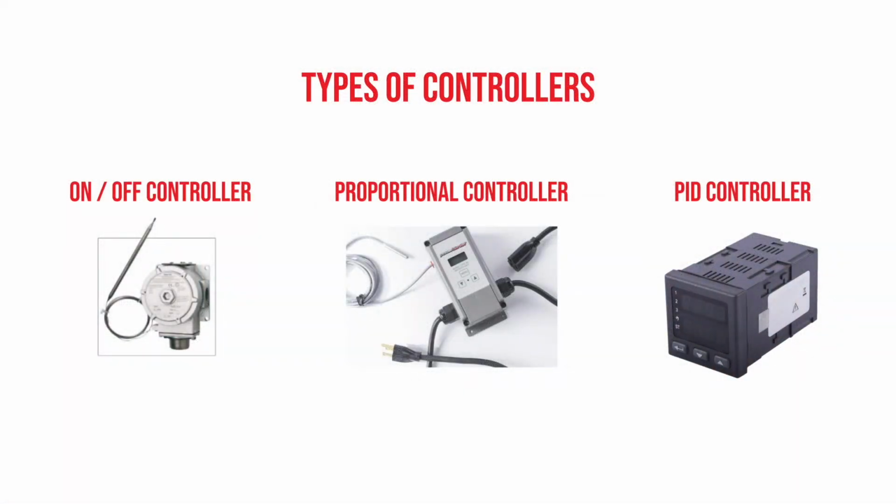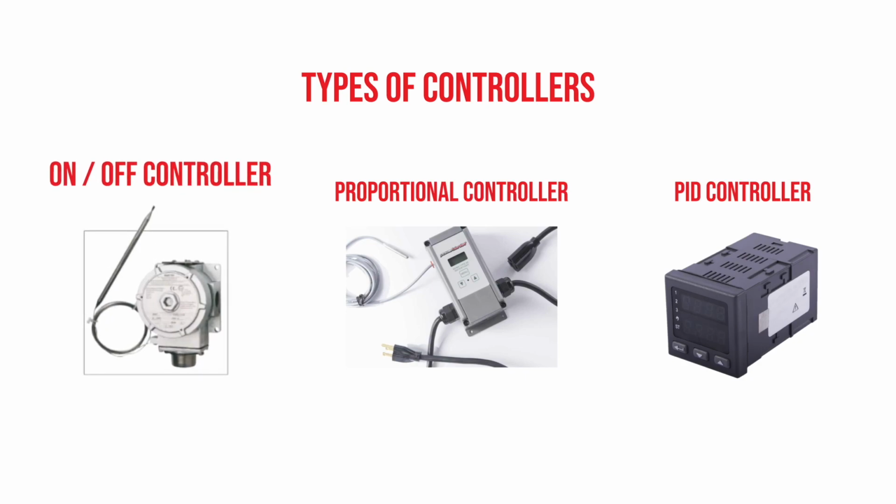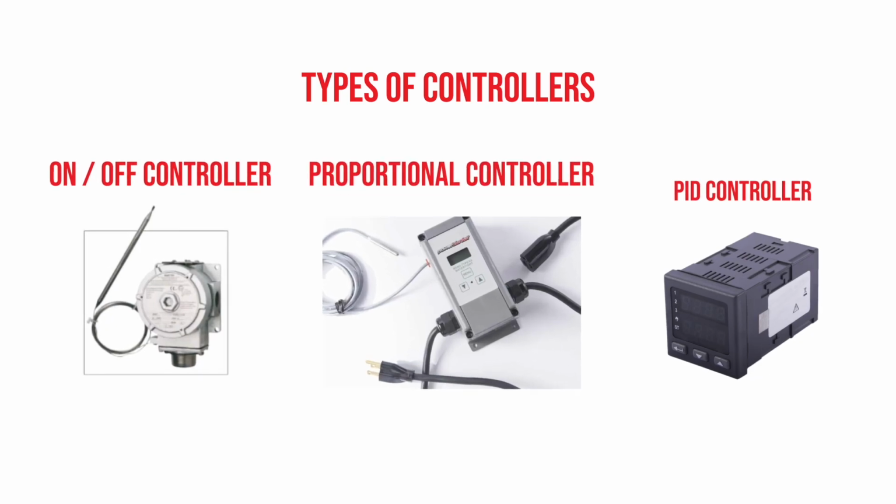There are three main types of temperature control that can be used in any heating system. There's on-off control, there's proportional control, and there's PID control.